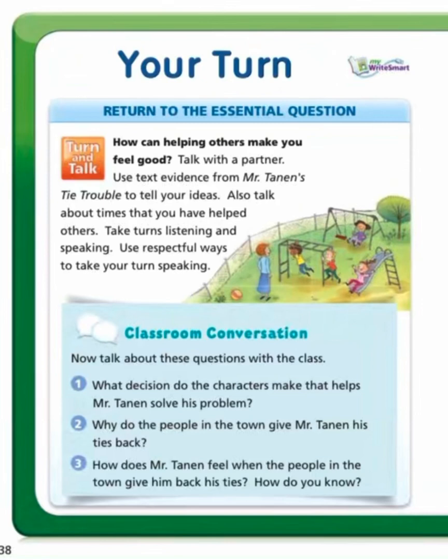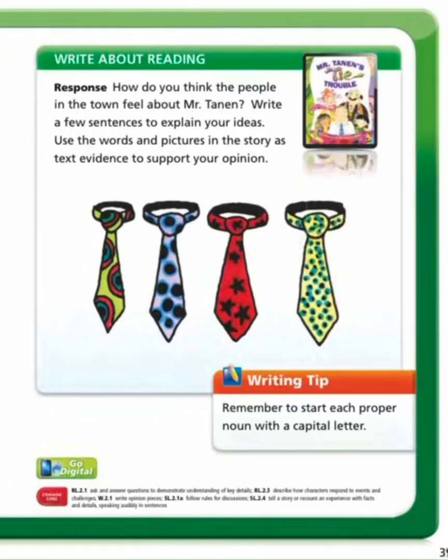Classroom conversation. Now, talk about these questions with the class. 1. What decision do the characters make that helps Mr. Tennant solve his problem? 2. Why do the people in the town give Mr. Tennant his ties back? 3. How does Mr. Tennant feel when the people in the town give him back his ties? How do you know?